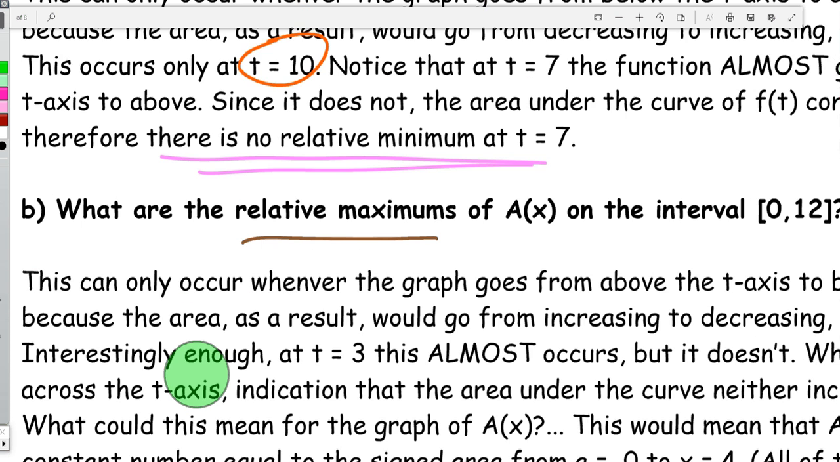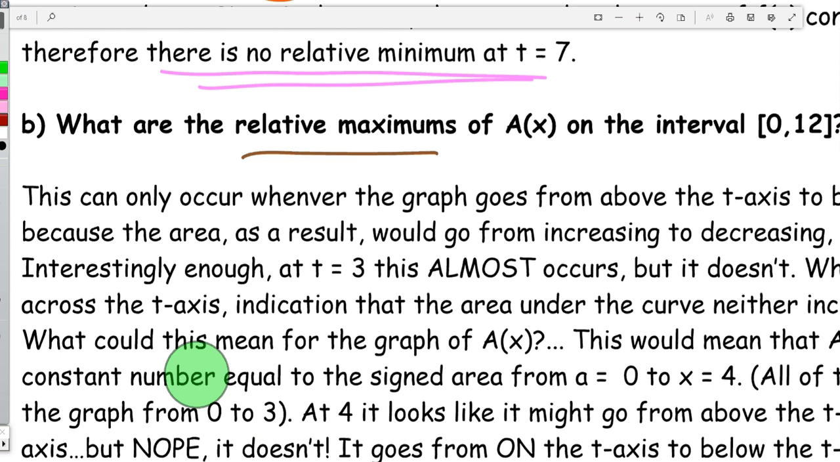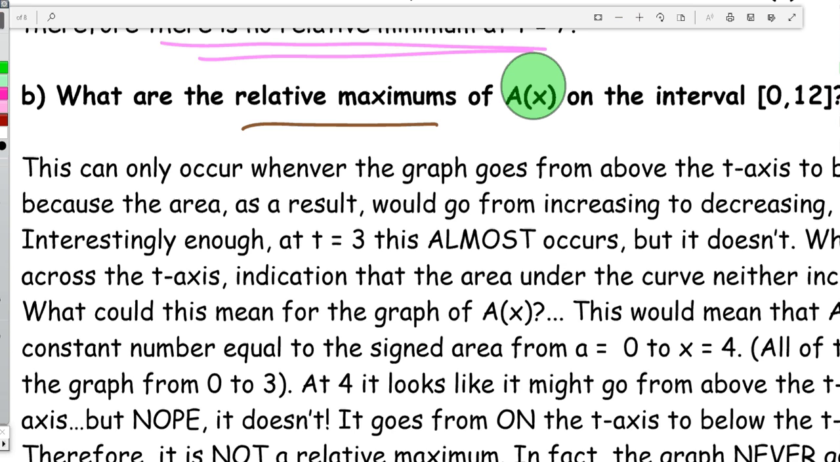So a little tricky, but that is the thorough explanation of it. If you have any other questions about relative maximums of an area function, let me know.